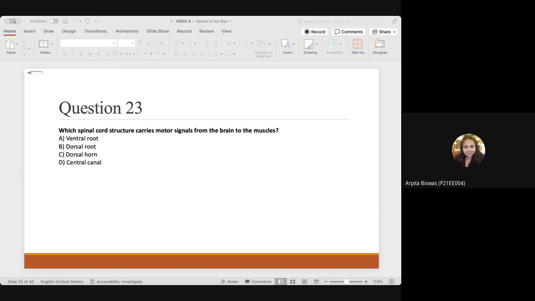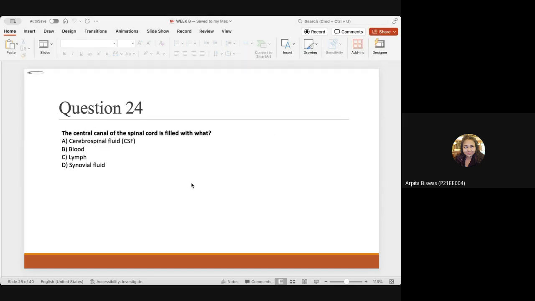Okay. Next, move toward question number 24. The central canal of the spinal cord is filled with what? First option is the cerebrospinal fluid. Option B is the blood. Option C is the lymph, and option D is the synovial fluid. So the right option is option A, the cerebrospinal fluid.